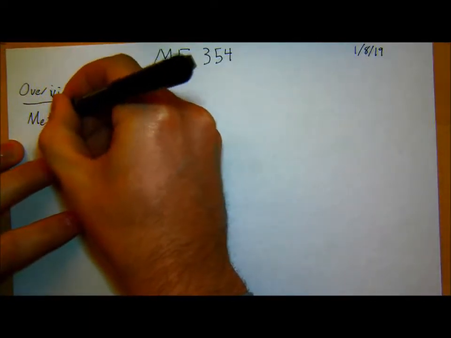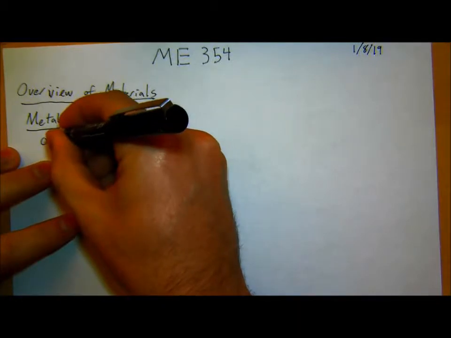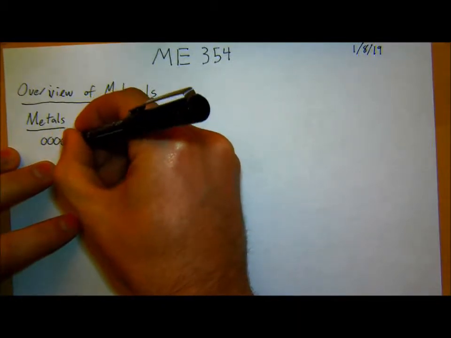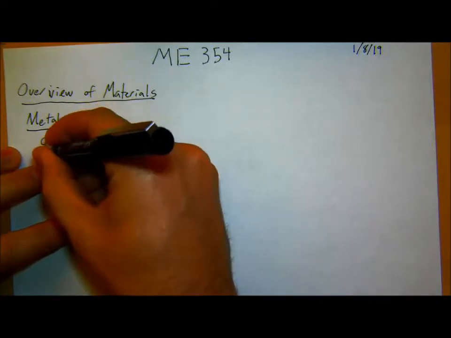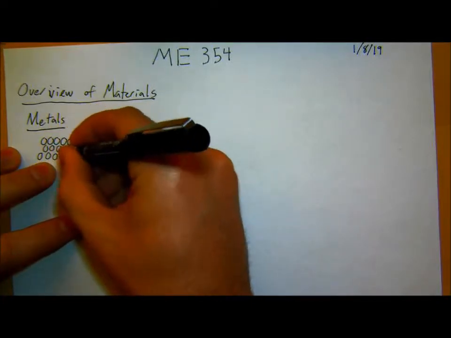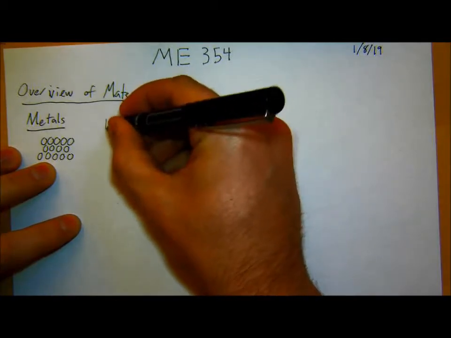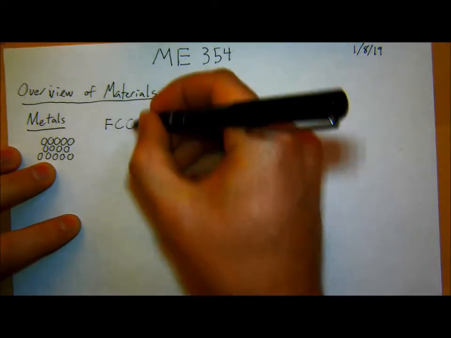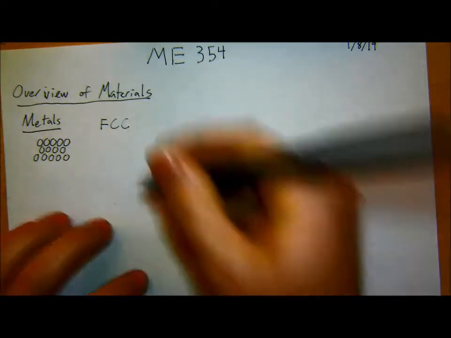So our metals, to start off with, form crystalline structures. You have a single type of metal ion that will form some sort of crystal packing. These crystal packings come as FCC, which, I'll kind of go through them.